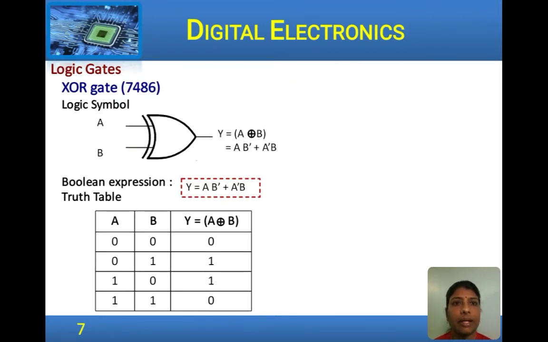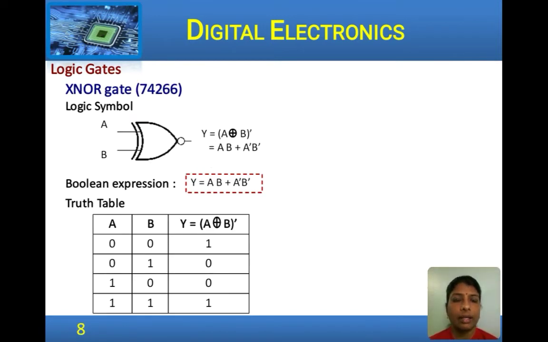Next is the XOR gate. This is the logic symbol of an XOR gate, and the symbol used for XOR is a plus with a circle on it. So A XOR B is equivalent to A B dash plus A dash B. That is, the output is 1 when A and B differ. When A and B are the same, the value is 0. As you can see, for A and B both 0 or both 1, the output is 0. Only when A is 0, B is 1 or A is 1, B is 0, the output is 1.